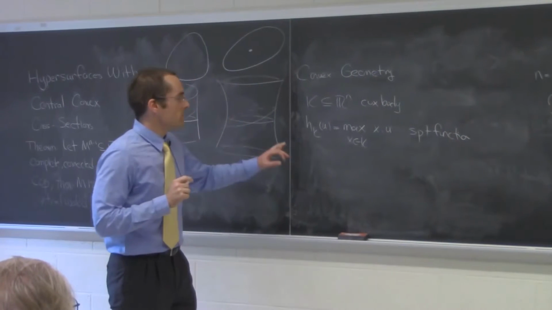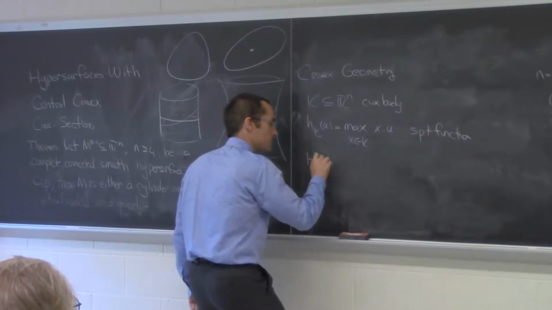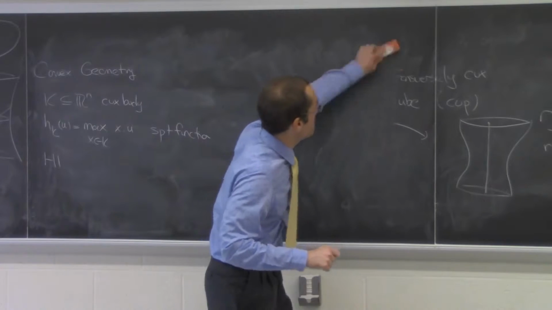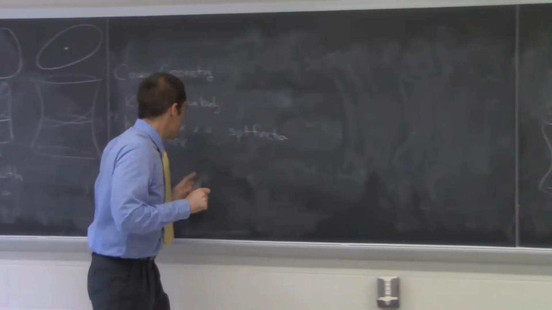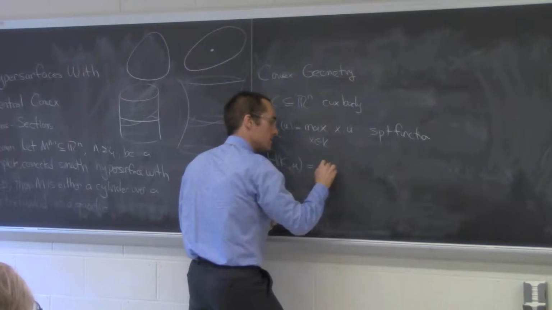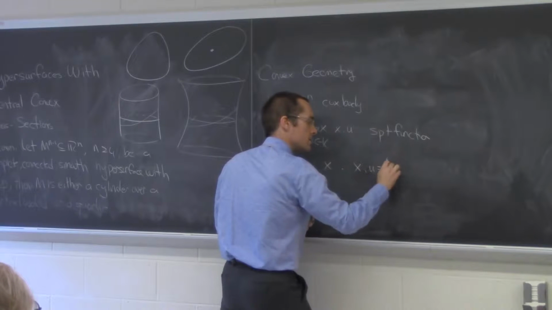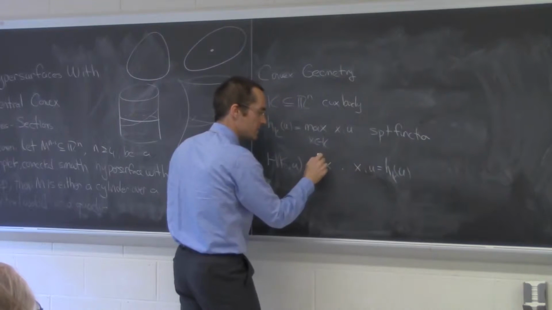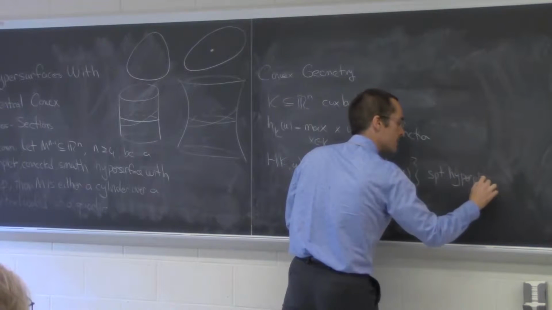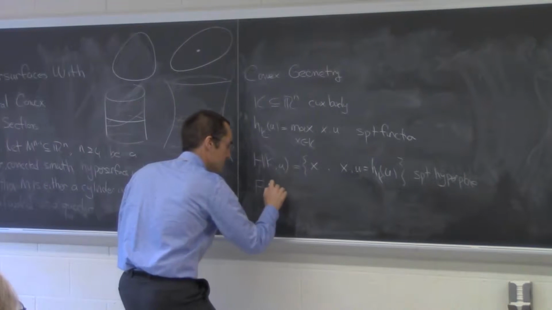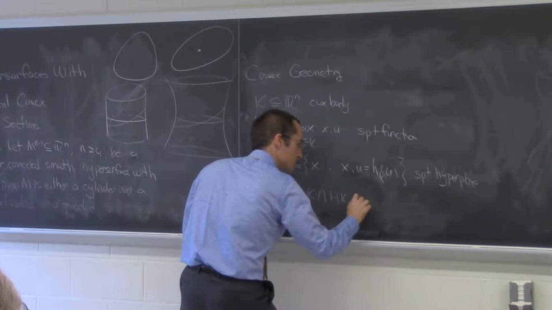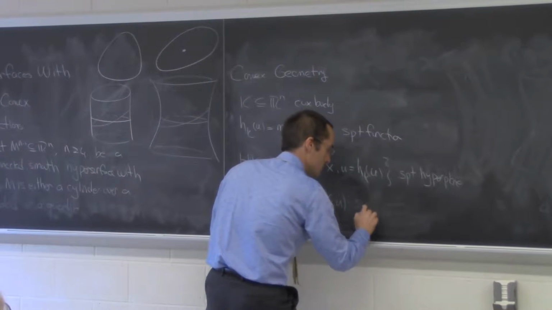Okay. With a support function, I will draw an easy convex body to illustrate these definitions. With a support function, I have a support hyperplane with outer normal u. And I have the support set, which is the intersection of H and K, the support hyperplane and the body. This is called the support set.